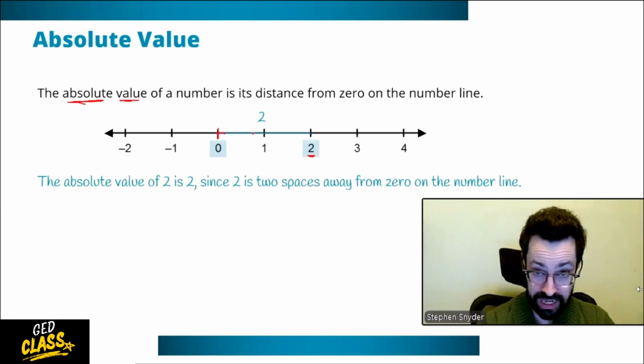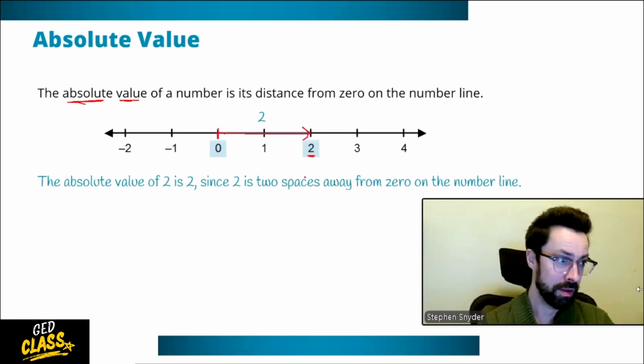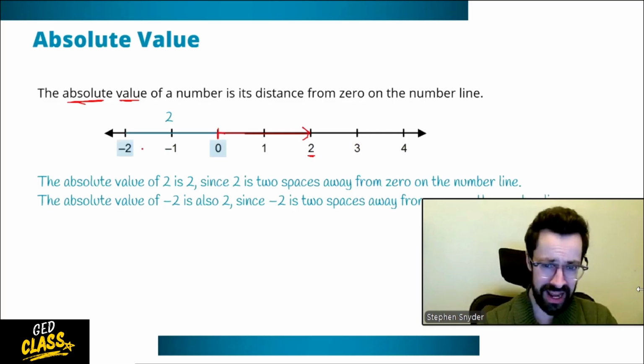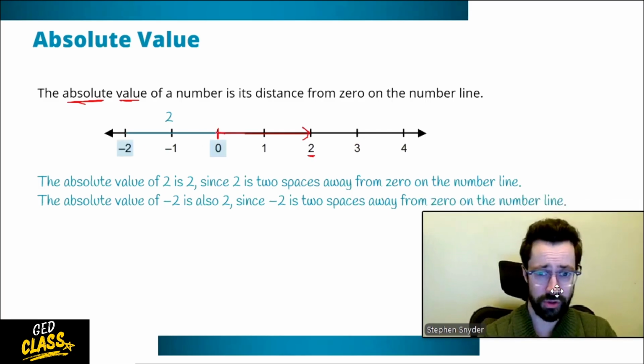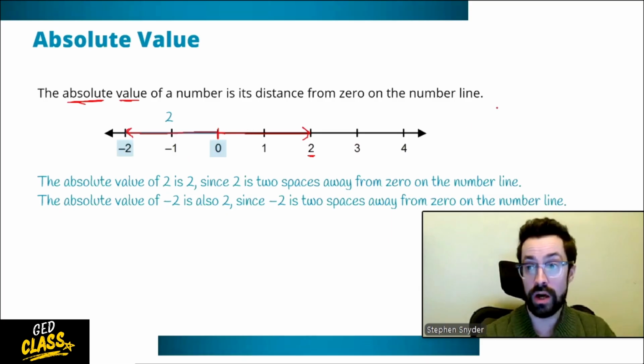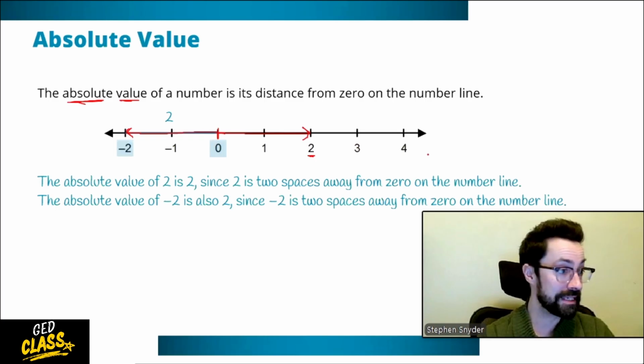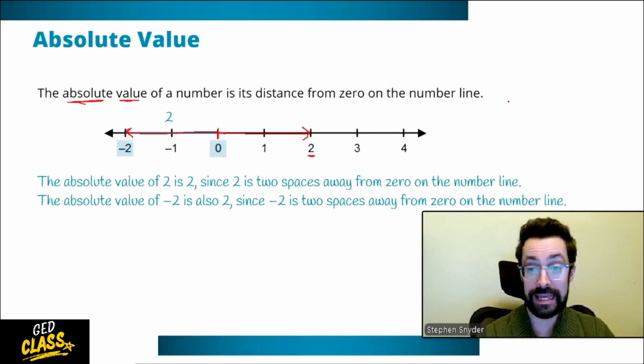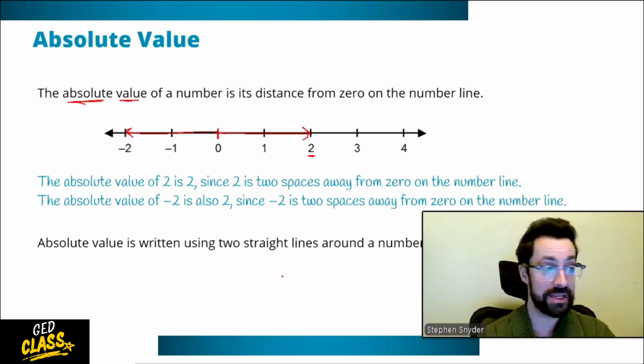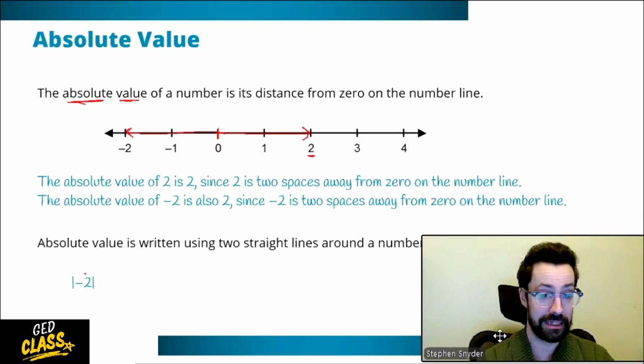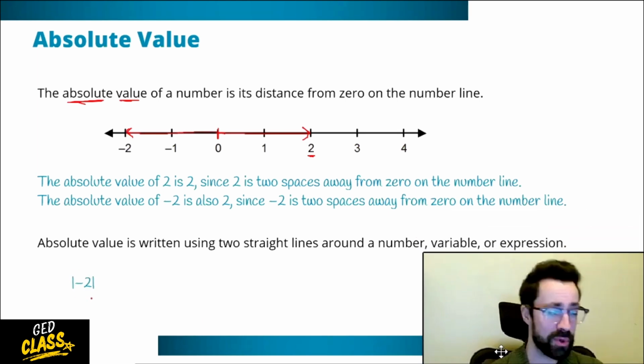They kind of drew that in blue, so it's kind of hard to see, but that literal distance is 2. Well, that's also the case for -2. For -2, the literal distance from 0 is 2. So that's why we say the absolute value of 2 and -2 is the same. The way they indicate that in math is they use two straight lines like this, instead of parentheses. They're just telling you take away the sign, basically.